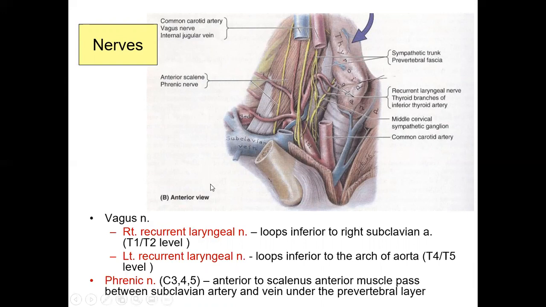Now we're going to move to the next one, which is the phrenic nerve. The phrenic nerve is located anterior to the anterior scalene muscle, and passes between the subclavian artery and the vein under the prevertebral layer of the deep cervical fascia.